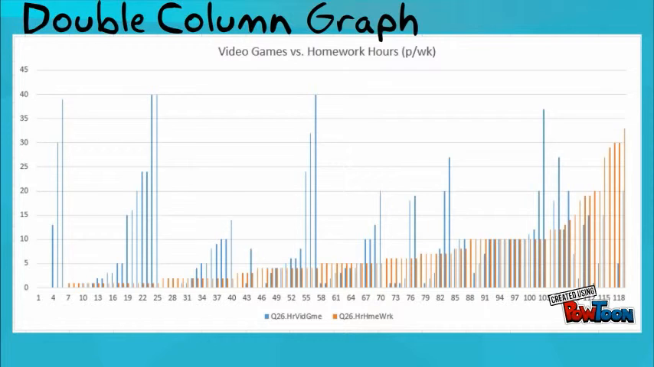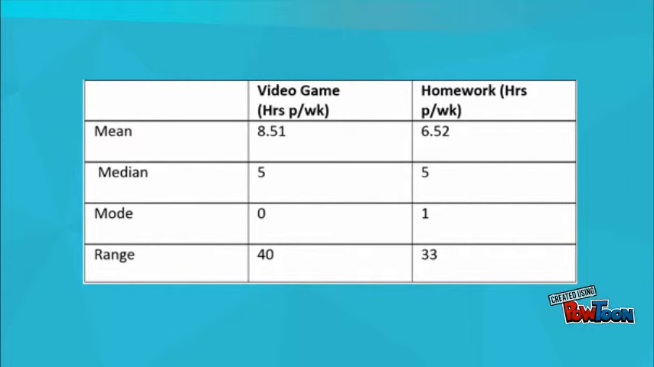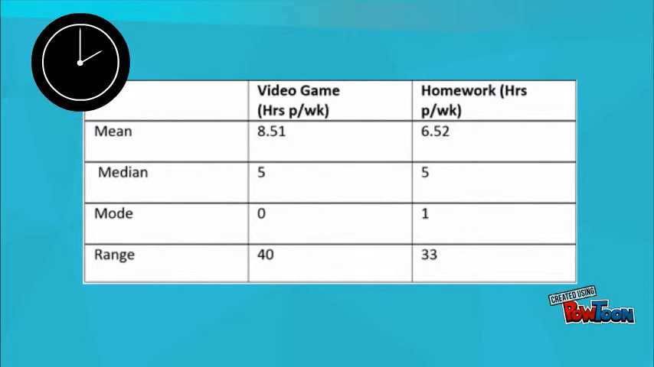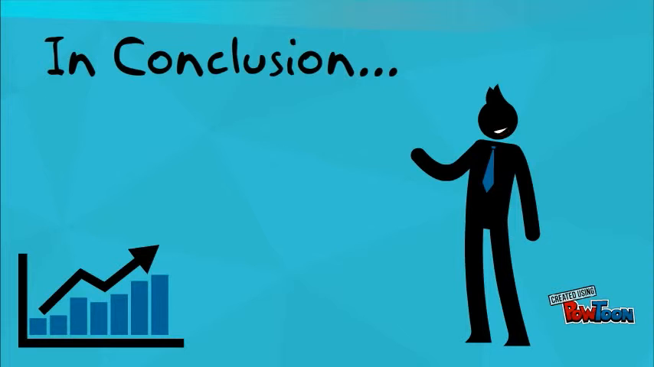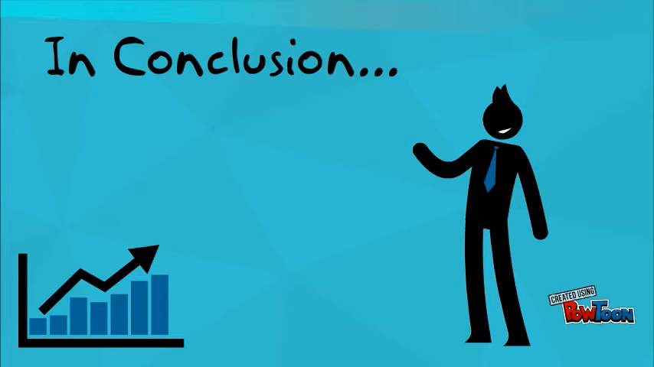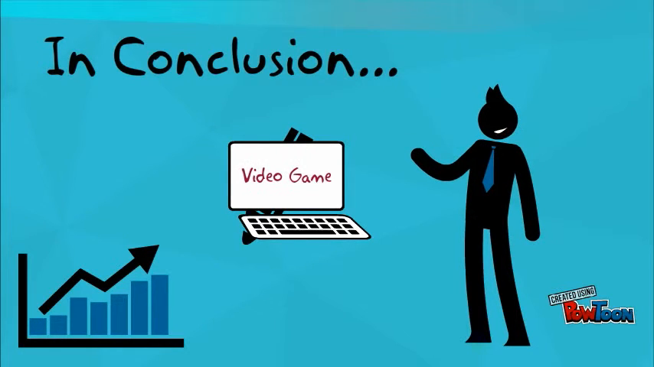In order to help summarise these findings, I found the mean, median, mode and range of both sets of data. The most useful data was the mean, as it shows that on average students are playing more games than working on homework. However, again, it doesn't help answer our original question. So, in conclusion, on average students are spending more time playing video games than they are spending on homework.